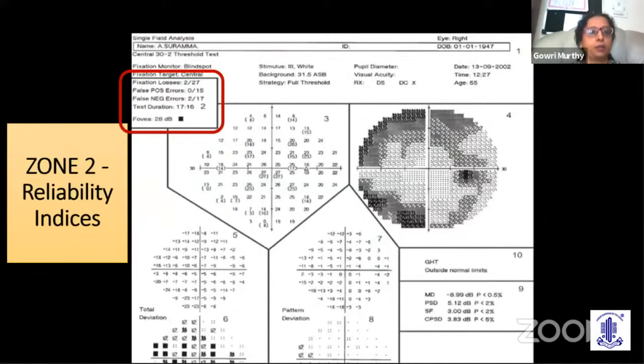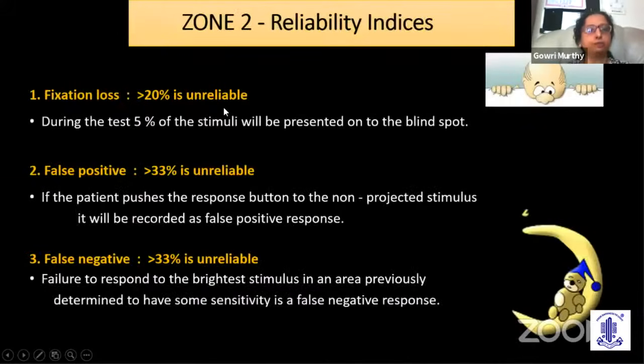The next point that we have to look at is the reliability indices. This is this box over here, where you have the fixation losses, the false positives, and the false negatives. More than 20% of fixation losses is generally unreliable. How do we test this? By presenting the stimulus on the blind spot.